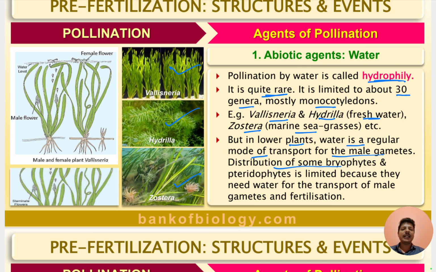Distribution of some bryophytes and pteridophytes is limited because they need water for transport of male gametes for fertilization. That's why distribution is limited, because we already know about bryophytes and pteridophytes. Though they grow in soil, they require water for fertilization. And water is not available everywhere. That's why their distribution is limited.